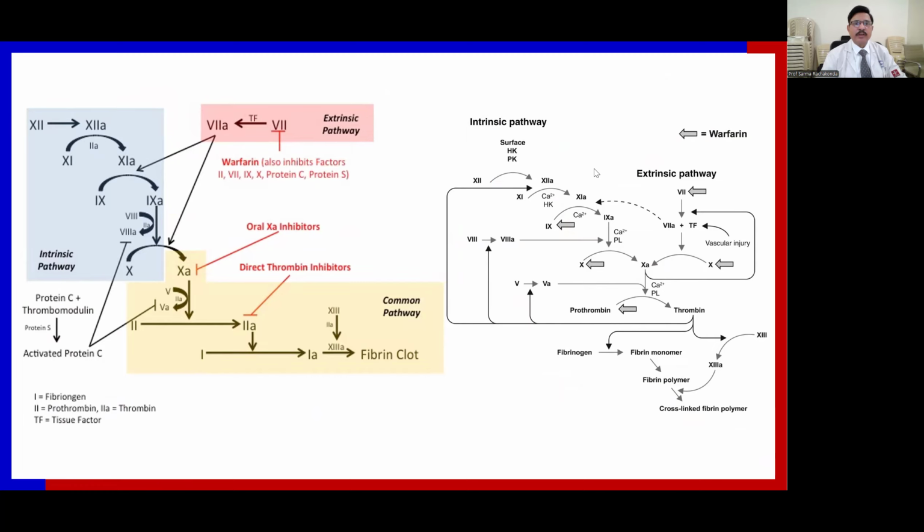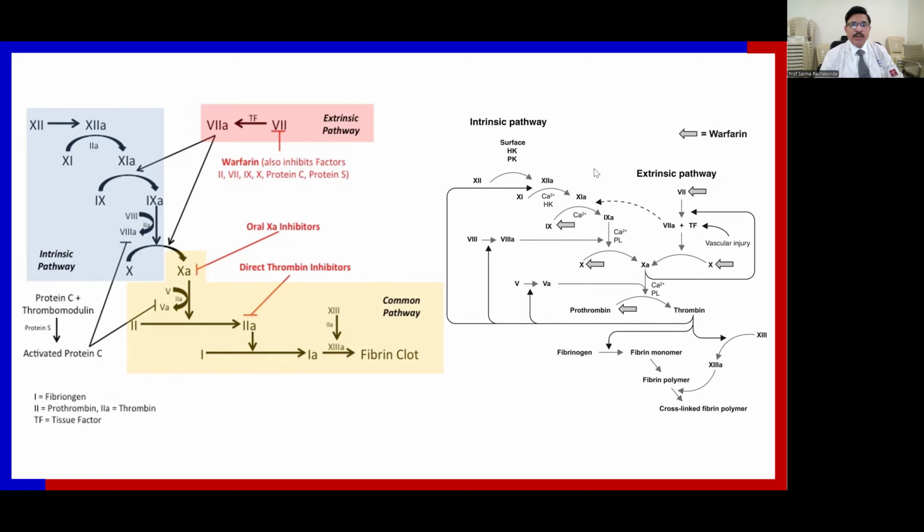7 is tissue factor. What are the drugs which act? Warfarin, dicoumarol, and other drugs. These inhibit 2, 7, 9, 10, protein C and protein S. These are supplementary proteins. Oral Xa inhibitors, whatever you are giving, are 10A inhibitors. What are the 10A inhibitors? Rivaroxaban, apixaban, and several other drugs, which are powerful 10A inhibitors.